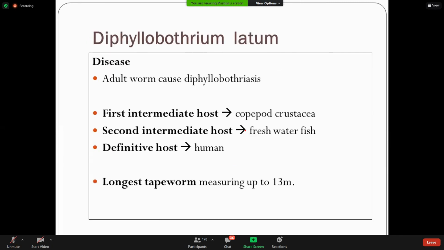Now the third one is Diphyllobothrium latum, and the disease it causes is known as Diphyllobothriasis. The first intermediate host is the copepod crustacean, a small crustacean found in bodies of water. The second intermediate host is freshwater fish, and the definitive host is the human being. Please note down that this is the longest tapeworm.